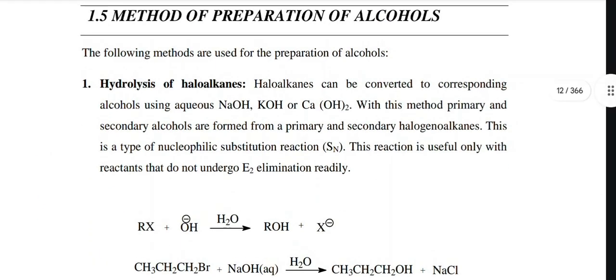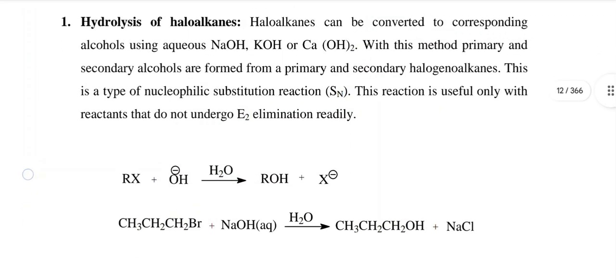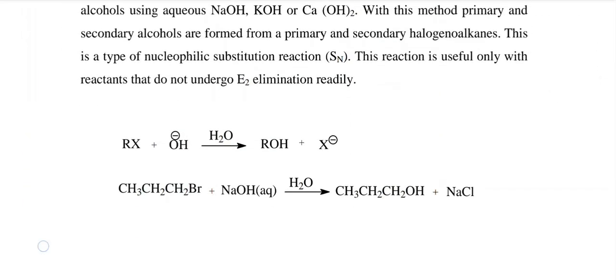Next is preparation of alcohols. The following methods are used for the preparation of alcohols. First, hydrolysis of haloalkanes. Haloalkanes can be converted to corresponding alcohols using aqueous NaOH, KOH, or Ca(OH)2. With this method, primary and secondary alcohols are formed from primary and secondary haloalkanes. This is a type of nucleophilic substitution reaction. This reaction is useful only with the reactants that do not undergo E2 elimination readily.